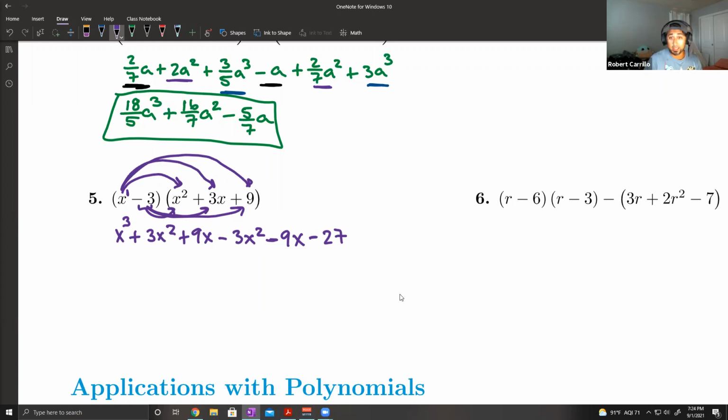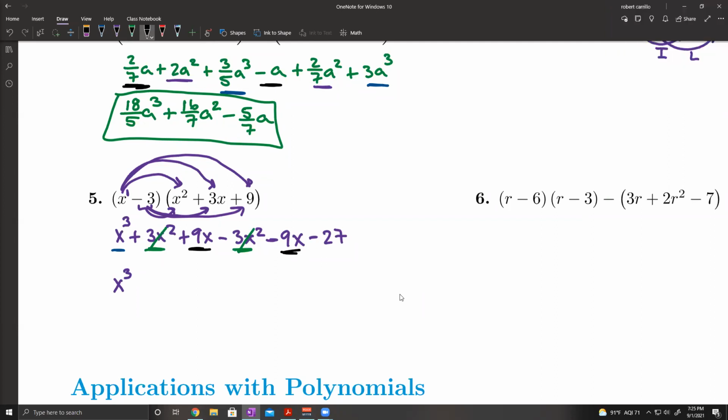Now, of course, we have to clean up. And we start with the highest power, which is x cubed. Do you see any other x cubes in this problem? No. So it comes down. The next one is x squared. So I have a 3x squared and a negative 3x squared. What's going to happen? Cancel. And then I have x's. I have 9x and negative 9x. What's going to happen there? Cancel. So all we're left with is x cubed minus what number? 27. Minus 27. There you go.